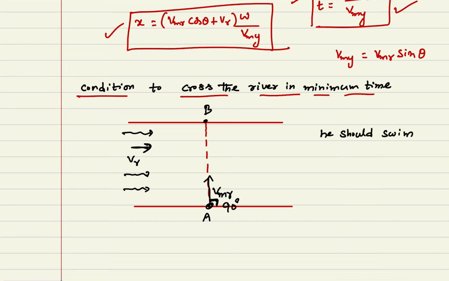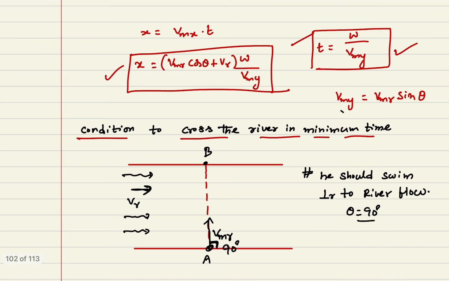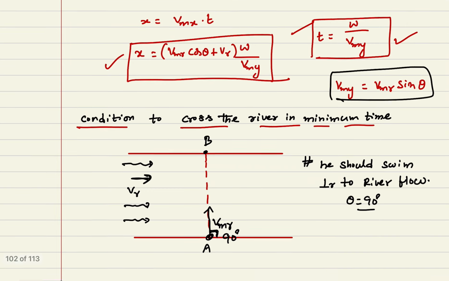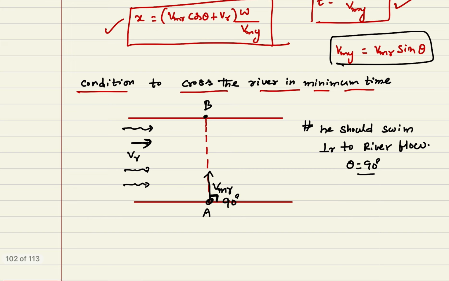He should swim 90 degrees to, or perpendicular to, the river flow. Okay, this is an important point. Or we can say perpendicular means theta is equal to 90 degrees. If you want, we can check here. Here Vmy is equal to Vmr sin theta.